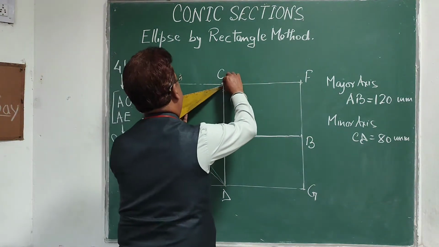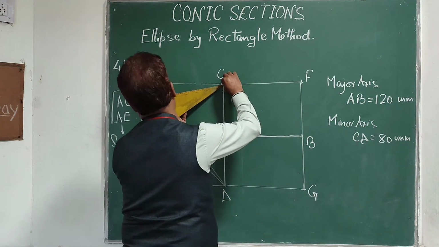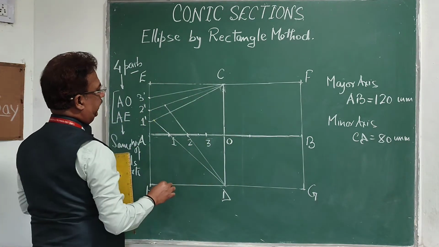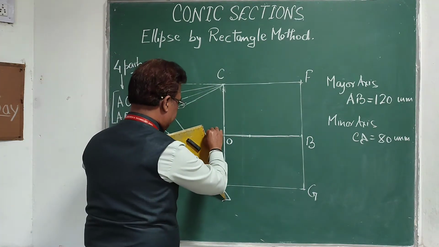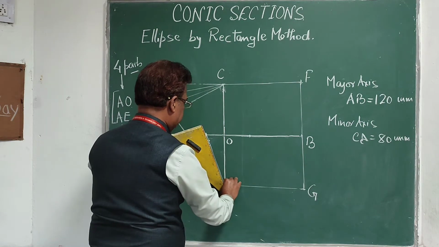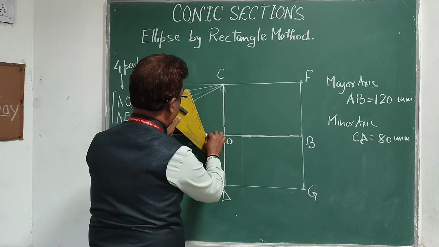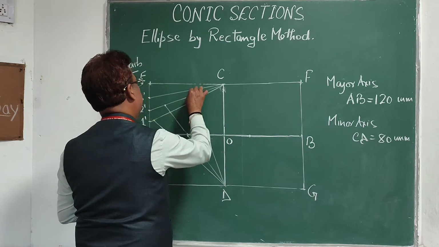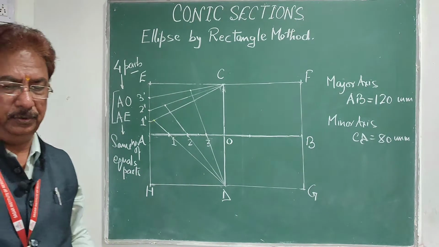Same way, third point, from this I will join this 3 dash with C and again this D will be joined with 3, and I can extend this upside. Again the intersection will be the point on the curve.